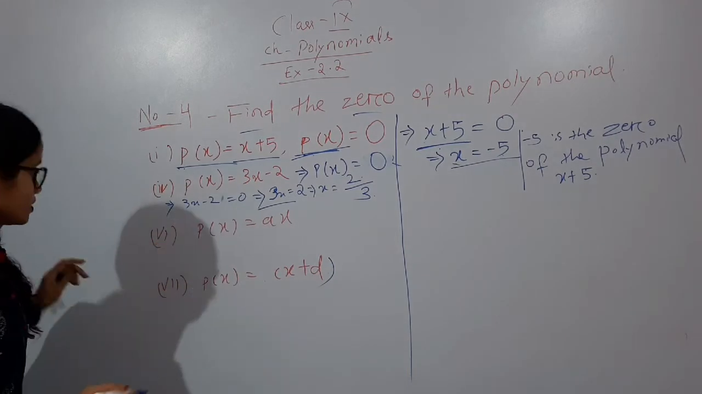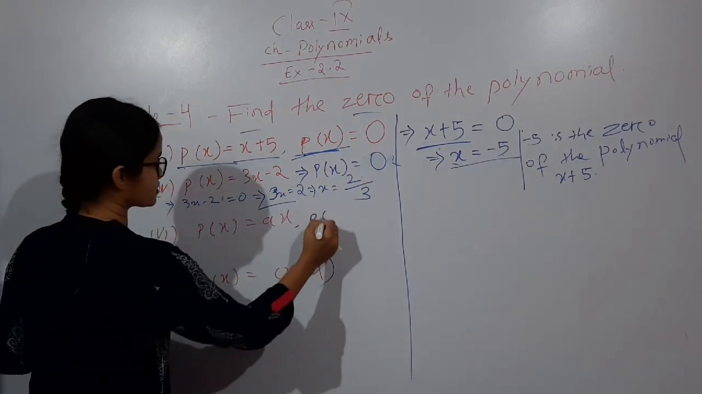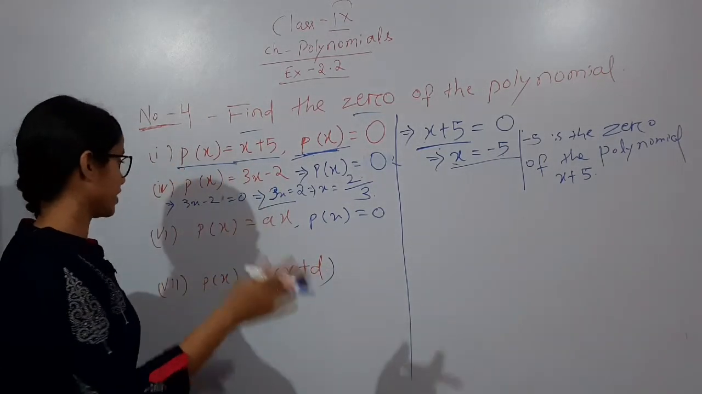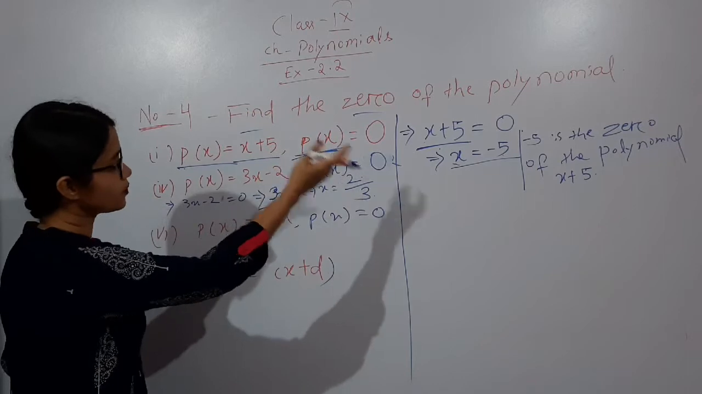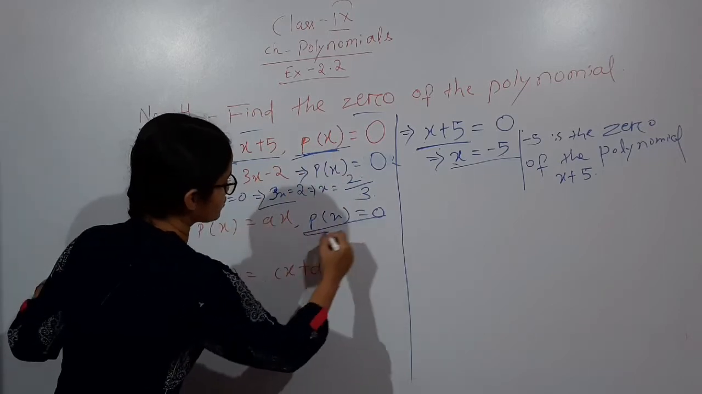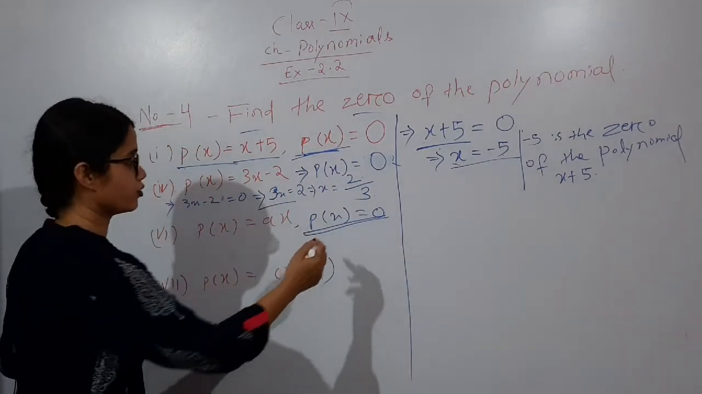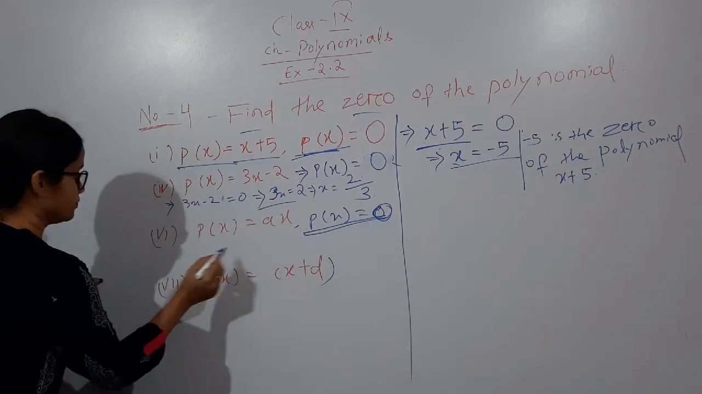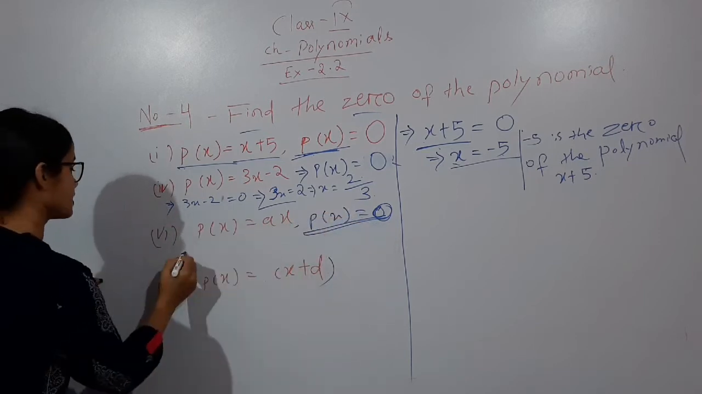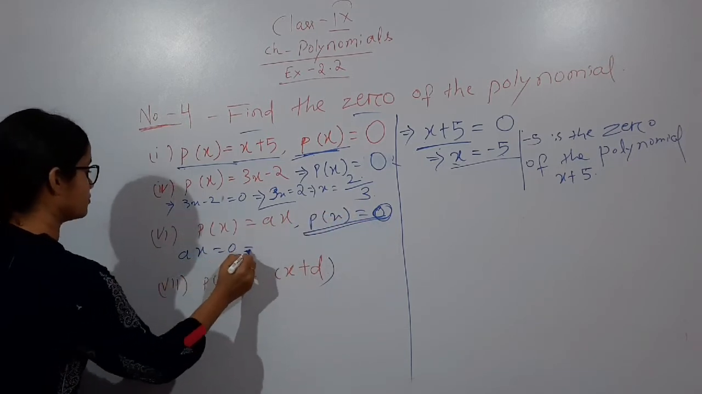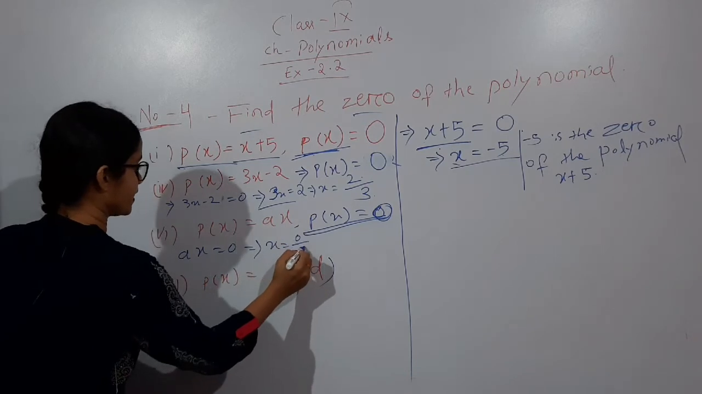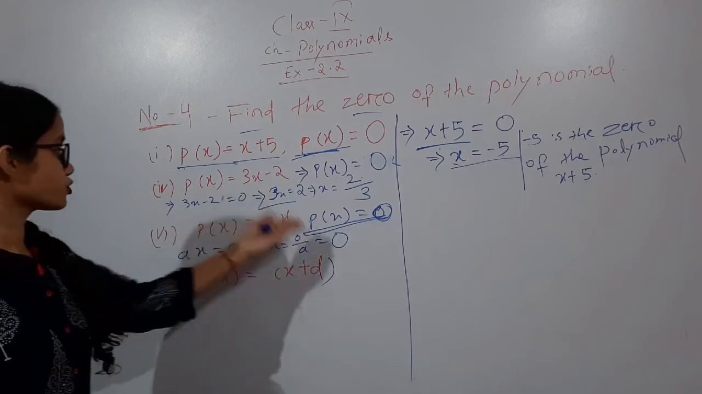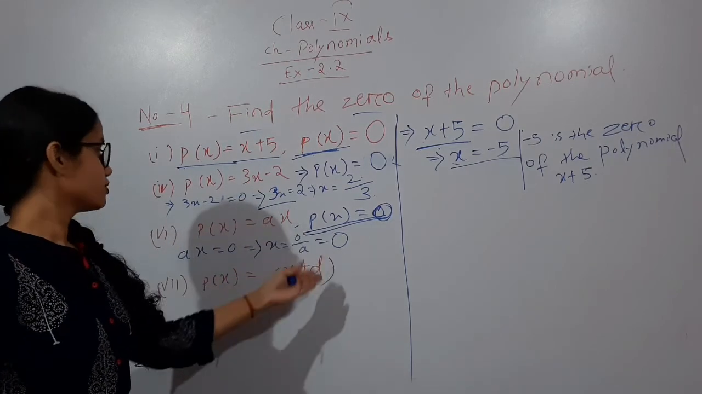Similarly, you have to do this one also. Here p(x) is equal to 0, because to know the value of x, that will be the 0 of the polynomial, the whole polynomial, as we did in question number 3. The value of the whole polynomial should be equal to 0. So p(x) is equal to 0. p(x) means ax is equal to 0, implies that x is equal to 0 by a, that is equal to 0. So in this polynomial, the value of x should be equal to 0.